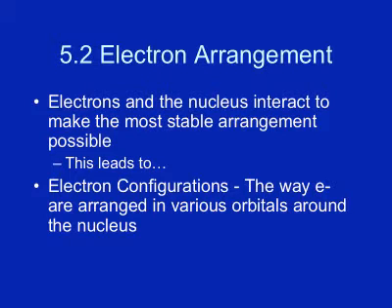So this leads us to something called an electron configuration. This is the way electrons are arranged in various orbitals around the nucleus. So this is how we can write it. This is how we can communicate all of this information.